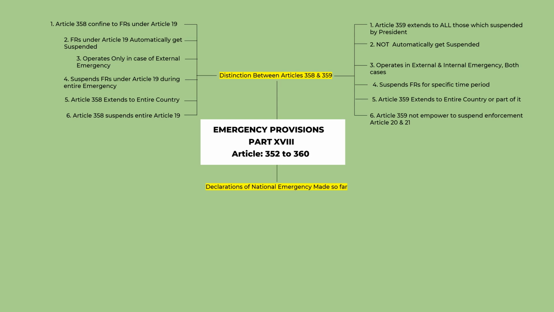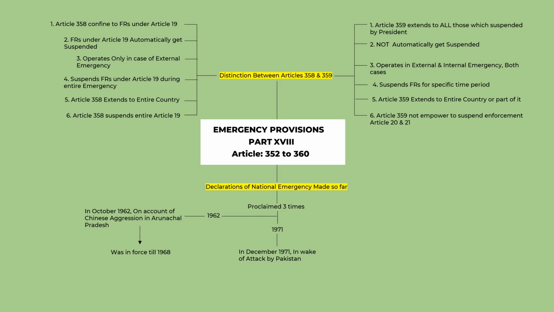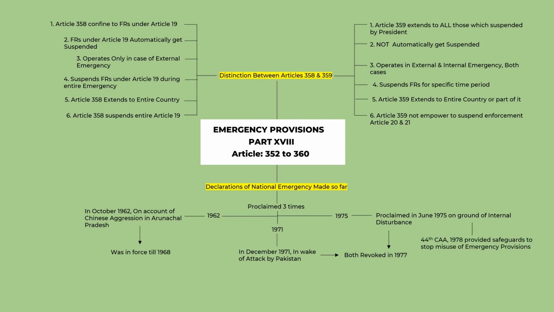Declarations of national emergency made so far. It has been proclaimed 3 times. In October 1962 on account of Chinese aggression in Arunachal Pradesh, which was in force till 1968. In December 1971 in the wake of attack by Pakistan. Proclaimed in June 1975 on the ground of internal disturbance. Both of these emergencies were revoked in 1977. After that, the 44th Constitutional Amendment Act 1978 provided safeguards to stop misuse of emergency provisions.